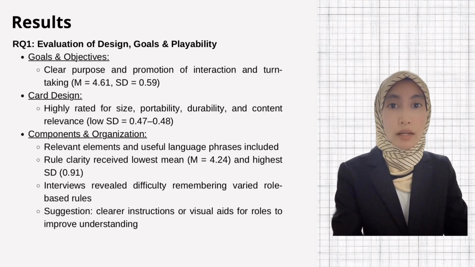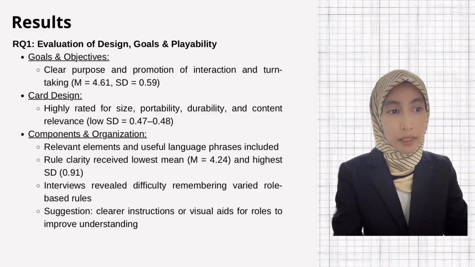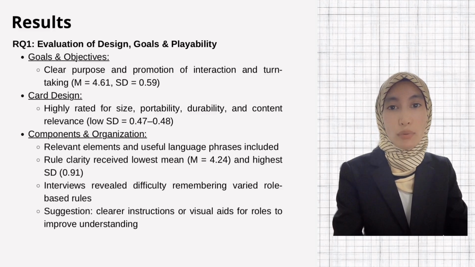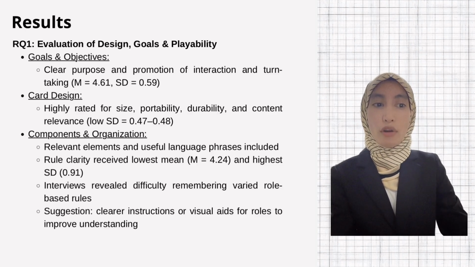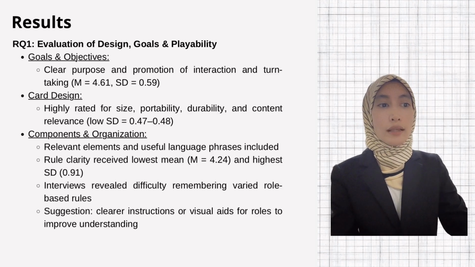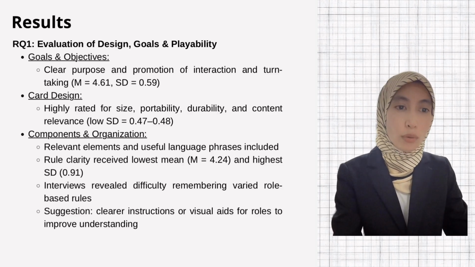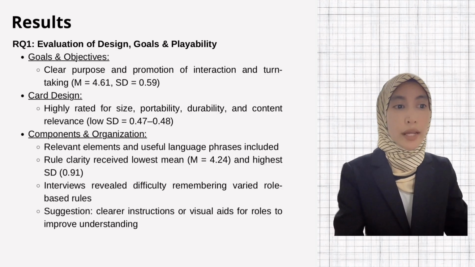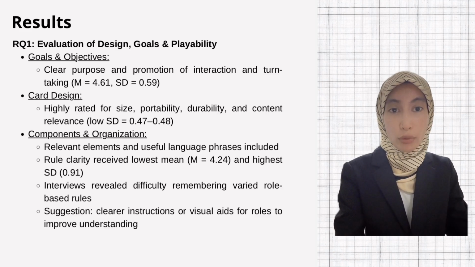And the components and organization category was generally rated positively, especially for including useful language phrases. However, rule clarity stood out with the lowest mean score, which is 4.24, and highest variability, 0.91. And interviews also confirmed this, as some students found the role switching rules difficult to remember. And one improvement suggested was to provide visual aids or to simplify the instructions for roles.